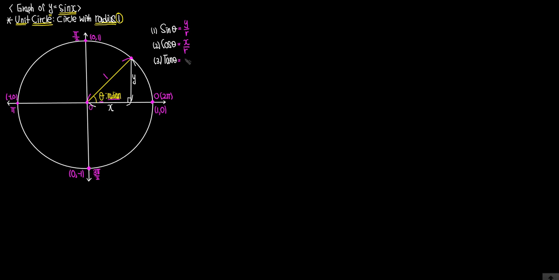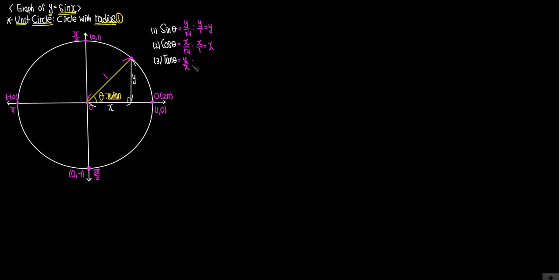And tangent theta was the ratio between sine and cosine, which was y over x. But in this case, we need to know that the r, which is the radius for our unit circle, is equal to 1. The r should always be equal to 1 inside our unit circle. So because of that, sine theta will be y over 1, which is equal to y. And cosine theta will be x over 1, where the radius of the unit circle is 1, where we're going to get the x value.